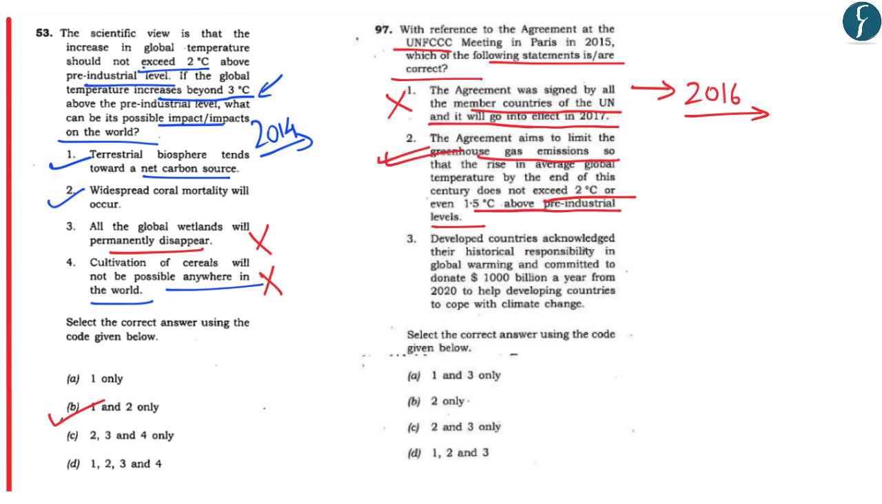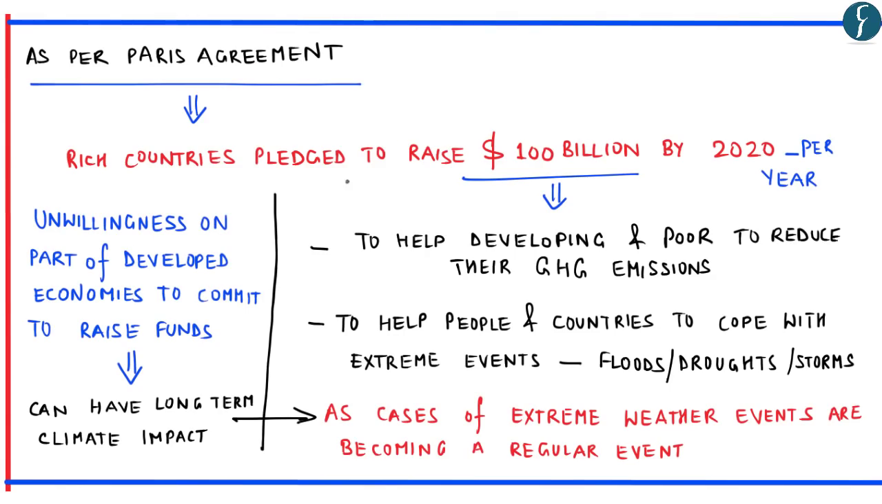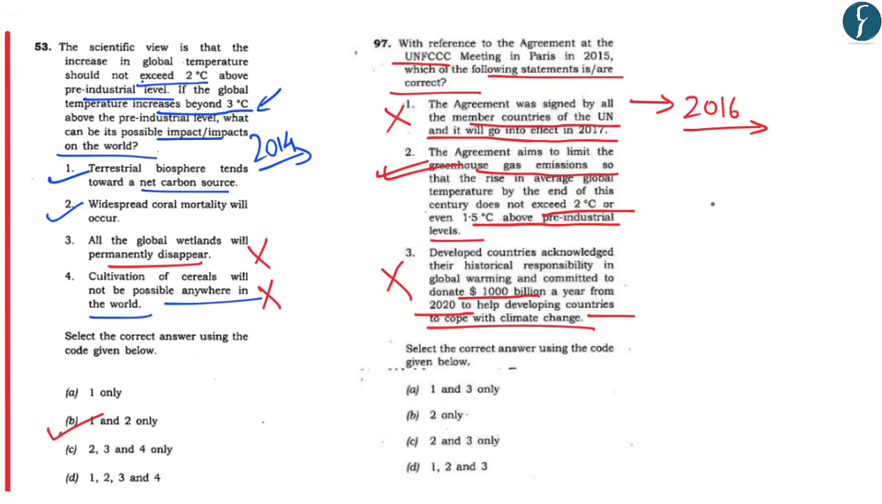Further, developed countries acknowledge their historical responsibility in global warming and committed to donate $1,000 billion a year from 2020 to help developing countries cope with climate change. No, this statement is incorrect. As you can see, rich countries pledged to raise $100 billion per year by 2020, and the option provided was $1,000 billion per year.